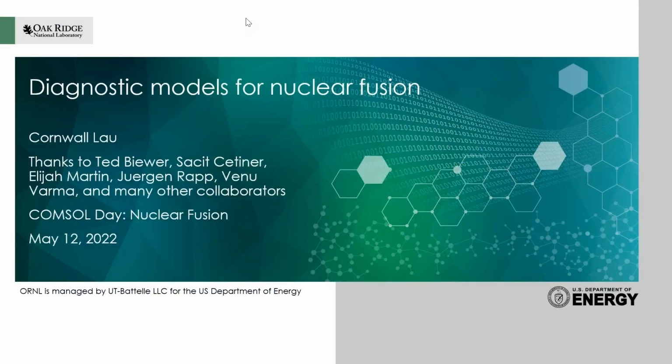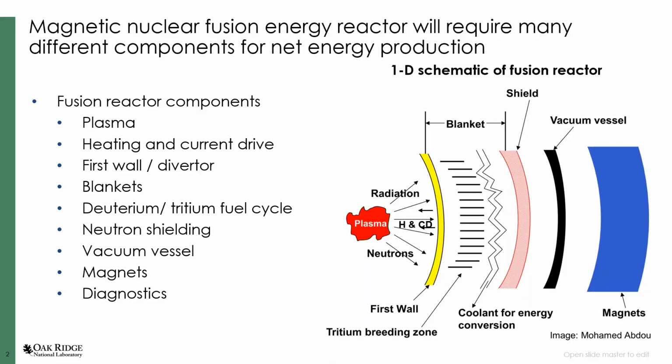So yeah, I'm going to be talking a bit more on the academic side this time. I'll just give you a very brief overview of what a fusion reactor could look like, and I'll show you a 1D schematic on the right. The fusion reactor consists of many components. The plasma is really the thing that actually creates the energy, and it comes out in neutrons, radiation, etc.